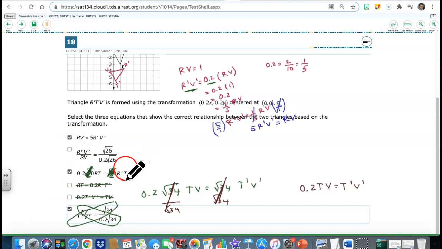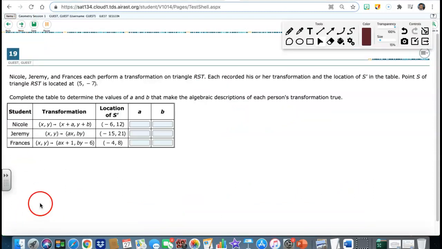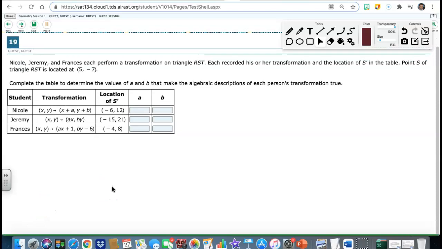All right? Let's get to 19. Our last one. Woohoo! Question 19. All right. Nothing underneath.